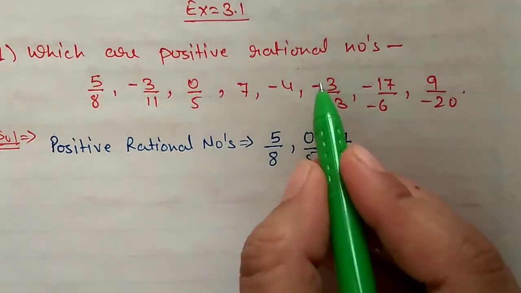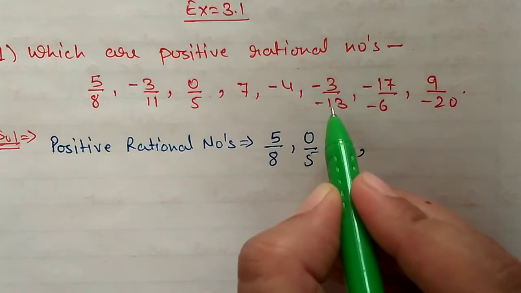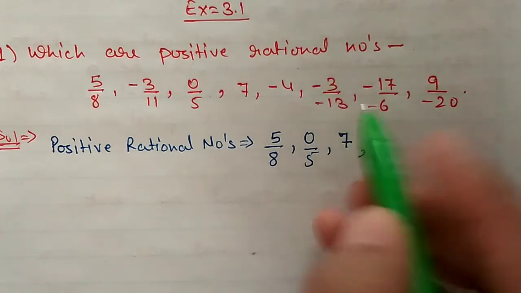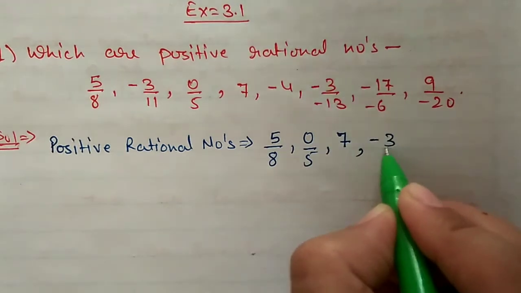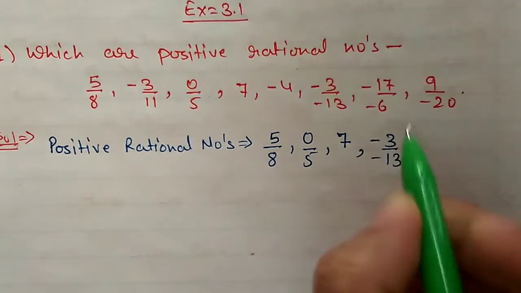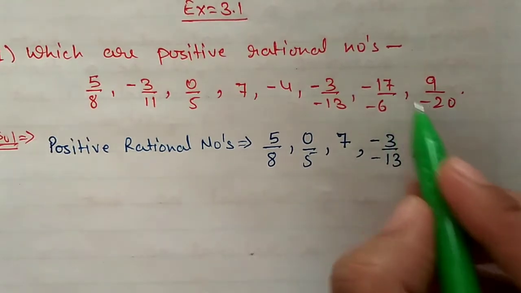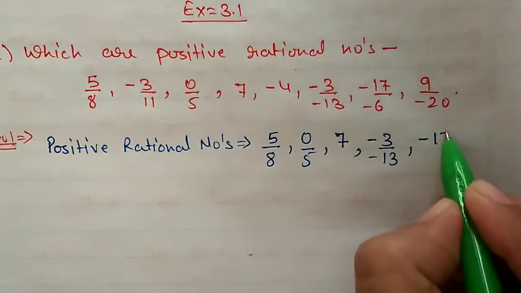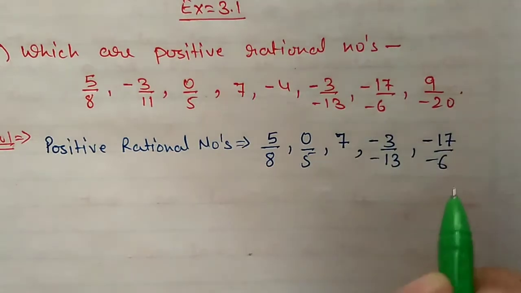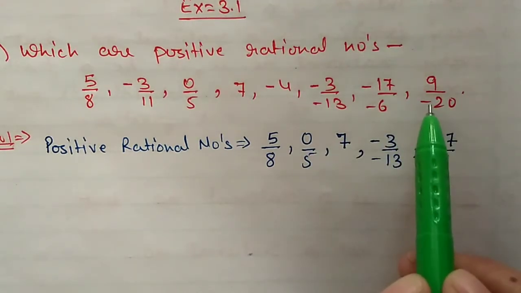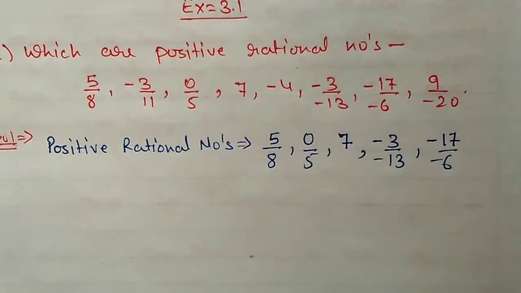After this, minus 3 by minus 13. So minus and minus will cancel out and finally you will get 3 by 13, which is a positive rational number. And similarly the next one also, minus 17 by minus 6. So minus minus will cancel out, so finally it will be a positive rational number. And the last one we have only one minus symbol, so it will be a negative rational number.